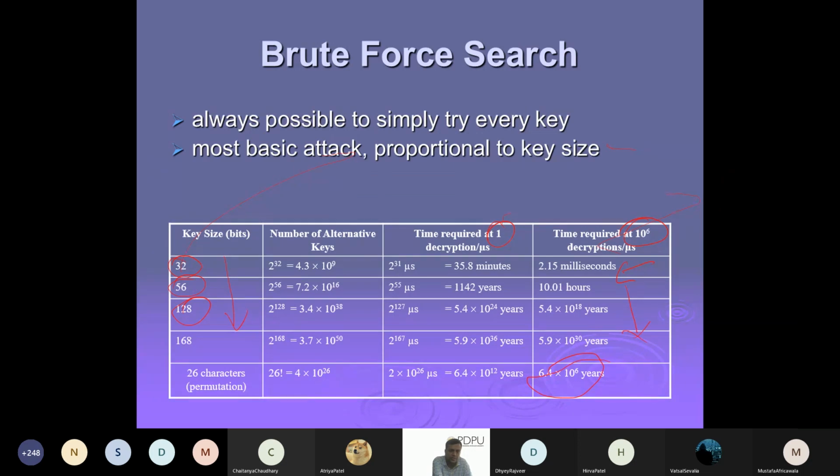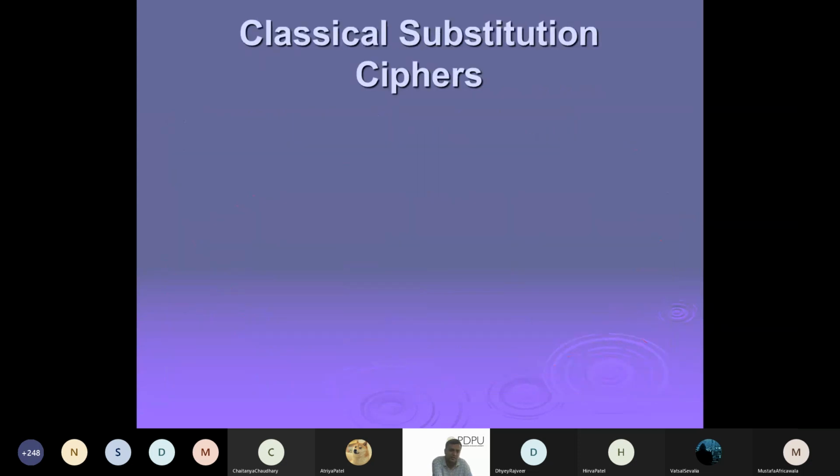So brute force is the most basic attack. You have to try all possible keys, and of course one key is always going to be a success. If you are lucky, your key will come first, the best case. If you are not lucky, your key will come at the last. That is the way it will be.